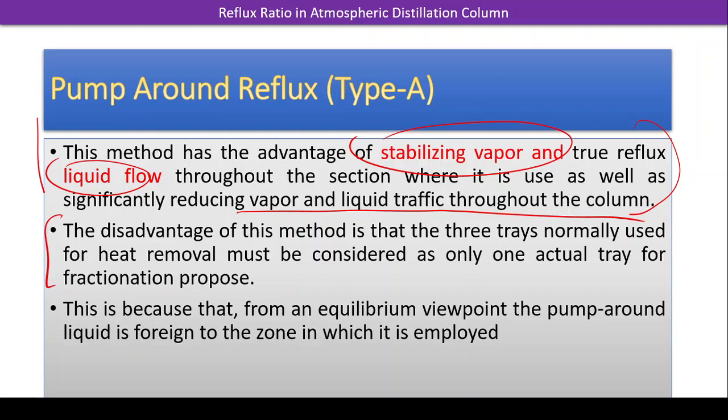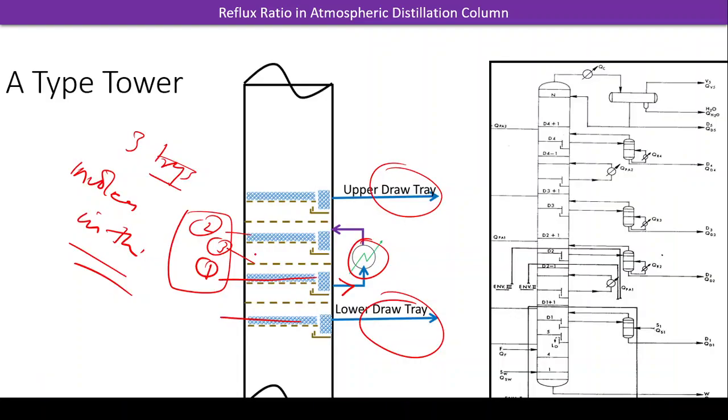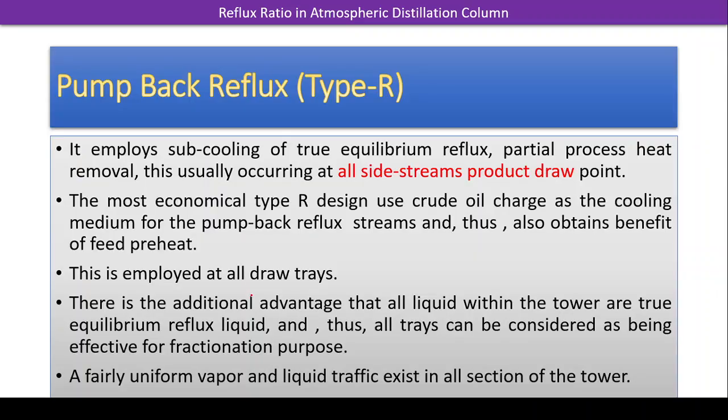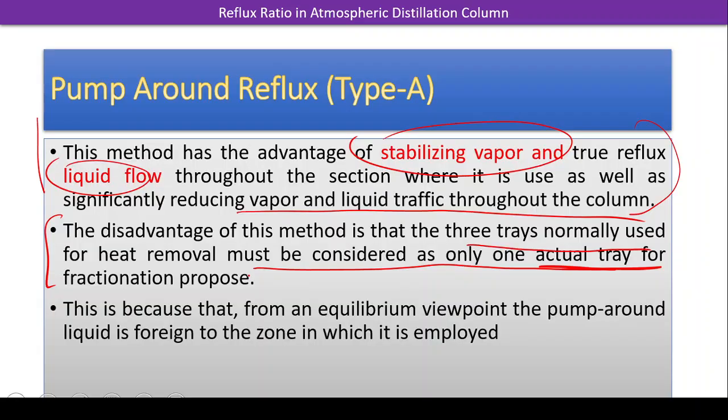The disadvantage of this method is that the 3 trays normally used for the heat removal must be considered as only one actual tray. All these 3 trays, as we have discussed, are one tray, second tray, and third tray. These three trays are considered as one tray for the fractionating purpose. So that is the problem basically.